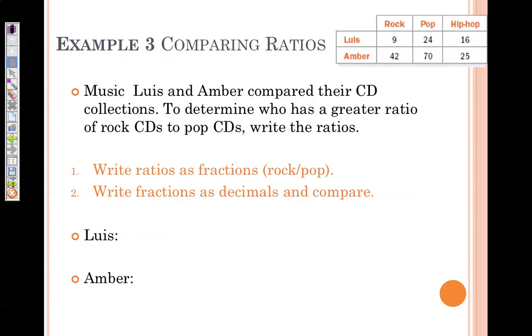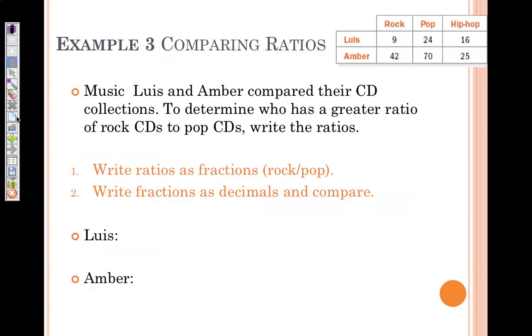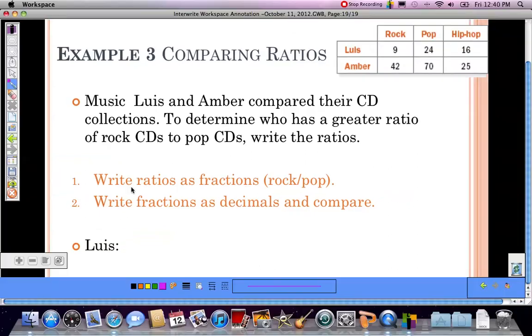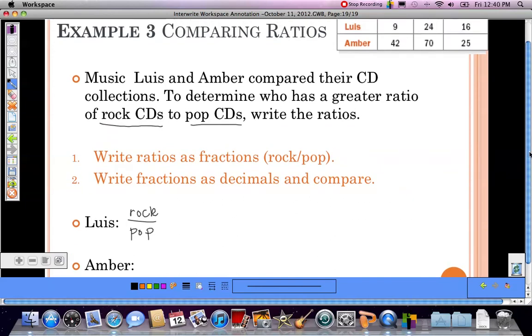So below here you see our steps. First, we're going to write the ratios as fractions, and we are comparing rock CDs compared to pop CDs. Because rock comes first, we want that to be our numerator, and then the number of pop CDs will be in the denominator. So let's take a look at the chart and see how many rock CDs and pop CDs did Luis have.